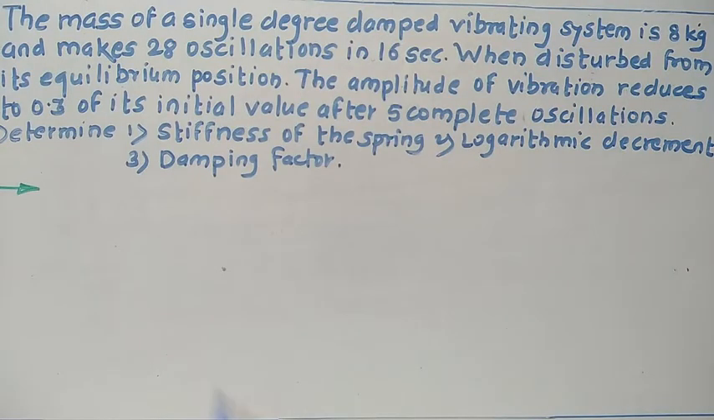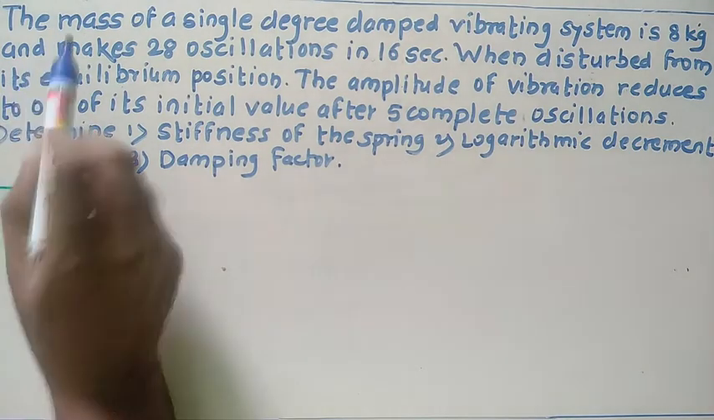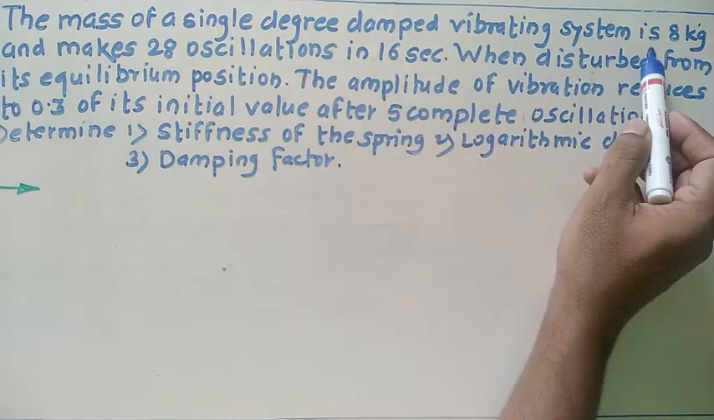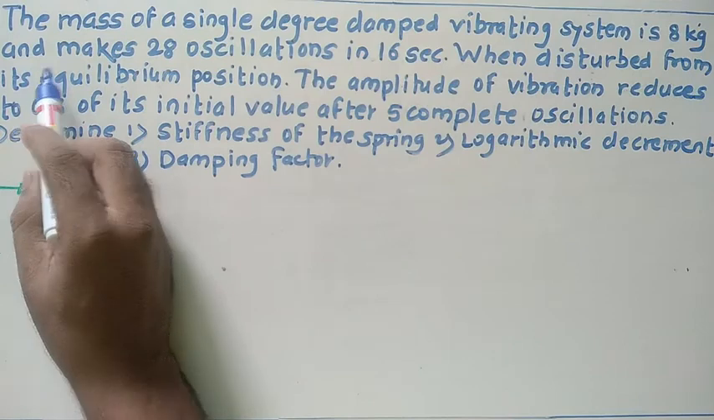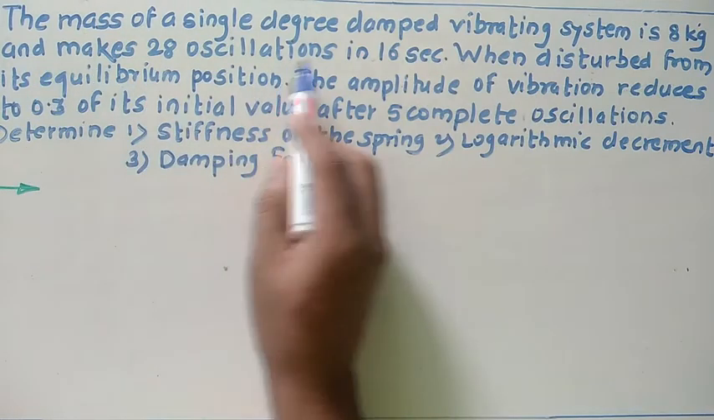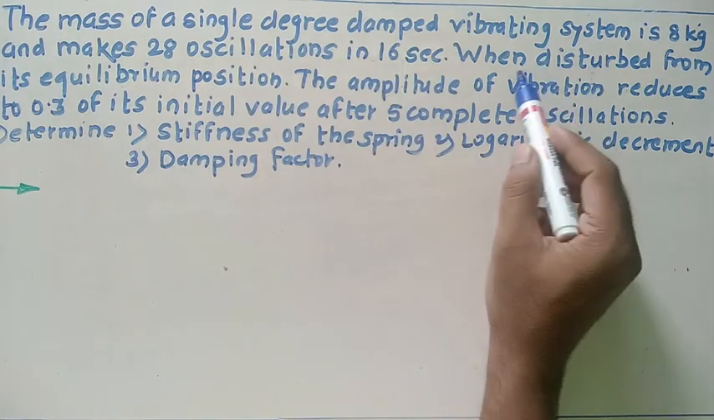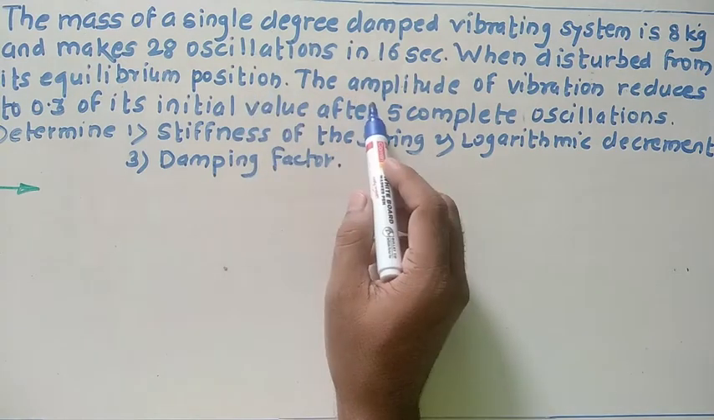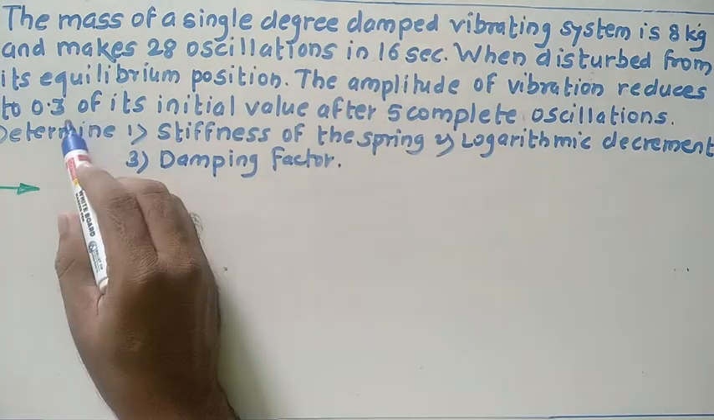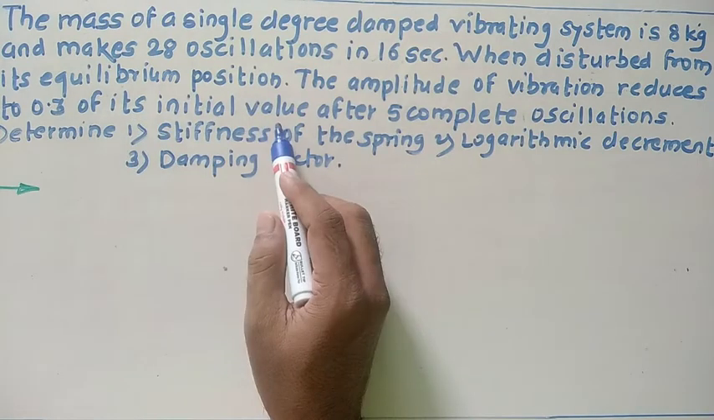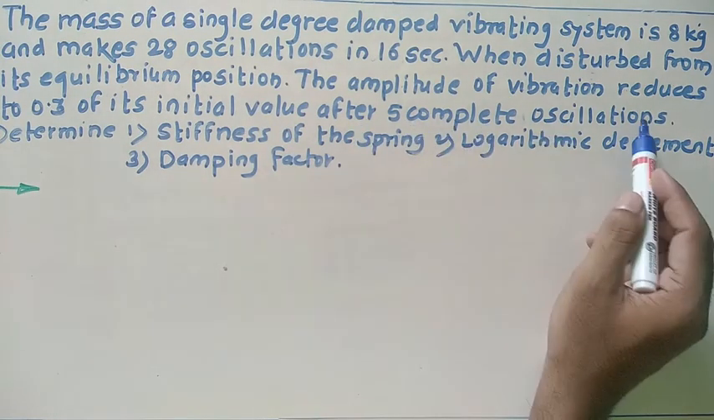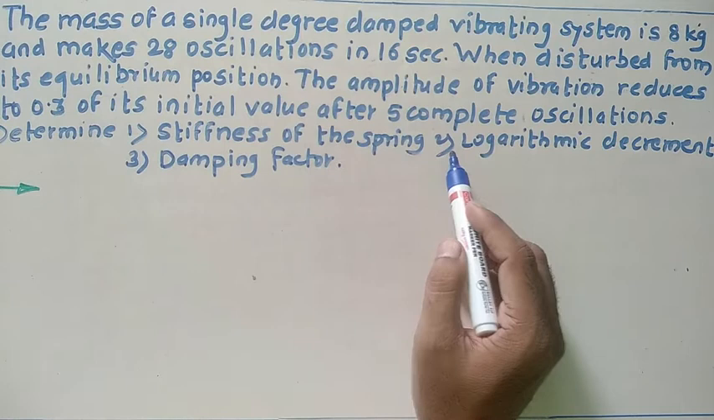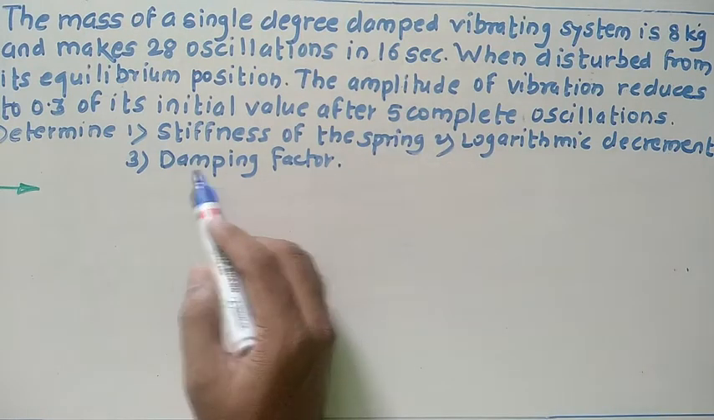So let us start. The first numerical on this topic: the mass of a single degree damped vibrating system is 8 kilogram and makes 28 oscillations in 16 seconds. When disturbed from its equilibrium position, the amplitude of vibration reduces to 0.3 of its initial value after 5 complete oscillations. Determine first point, stiffness of the spring; second point, logarithmic decrement; third point, damping factor.